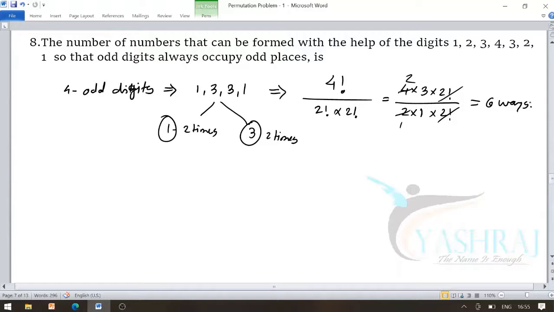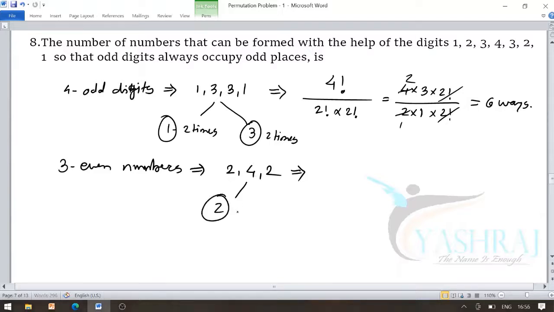And there are the 3 even numbers. Which are the 3 even numbers here? Like 2, 4 and 2. So to arrange them ultimately in 3 even places we have the ways. Keep in mind, in the digits 2, 4, 2, the digit 2 is repeated 2 times.